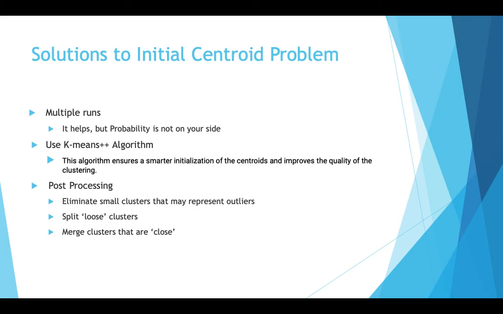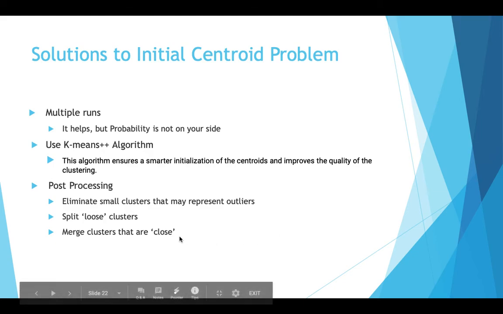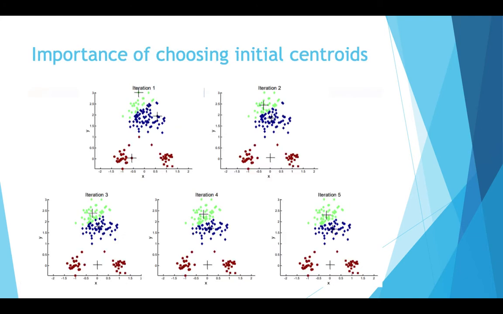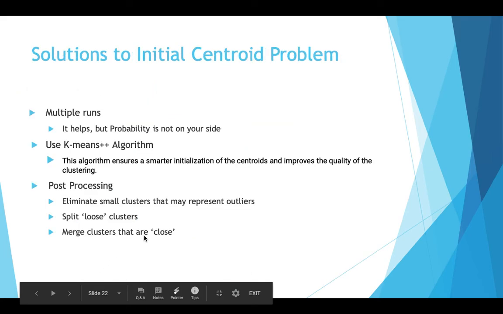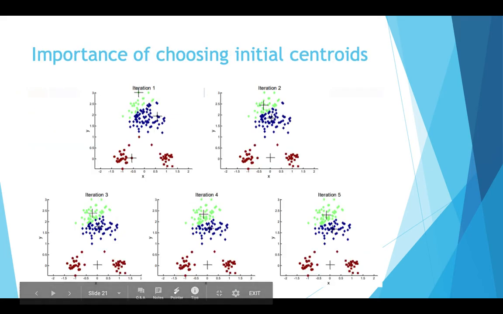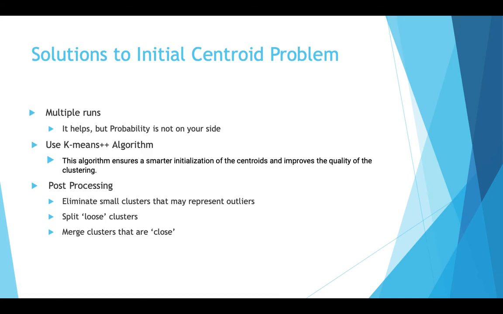Third method is post-processing. Post-processing eliminates the small clusters that may represent outliers. Split loose clusters like these. These brown clusters are loose clusters. We can split them. Merge the clusters that are so close, like these blue and green clusters. They are very close, so we can merge them. So these are the solutions to the initial centroid problem.